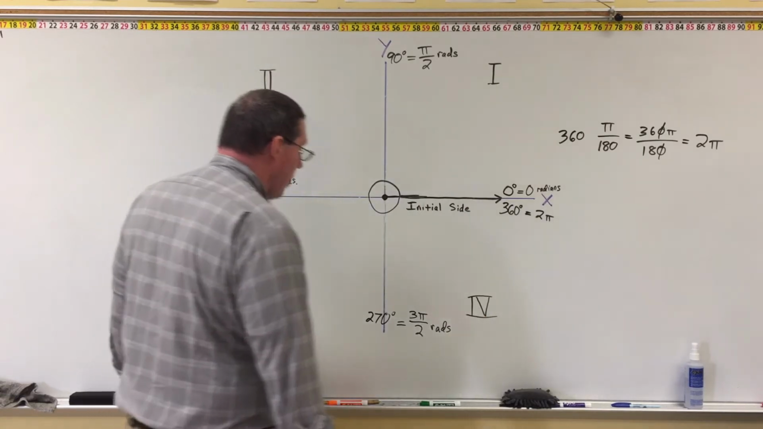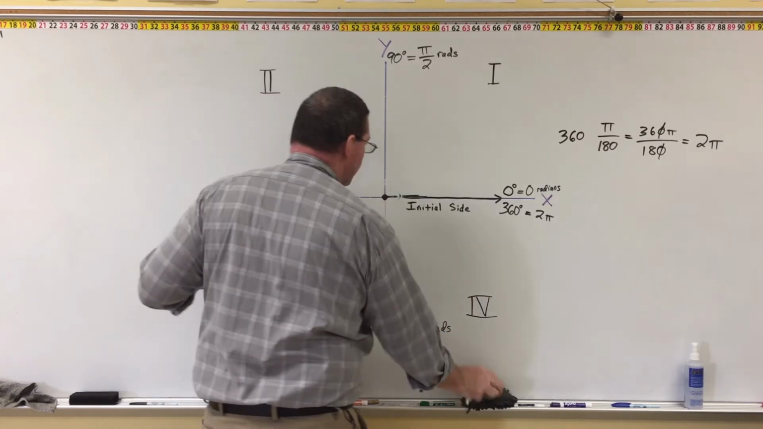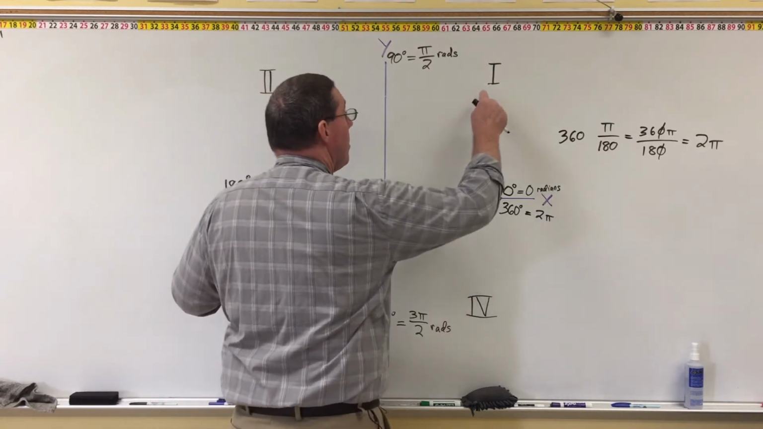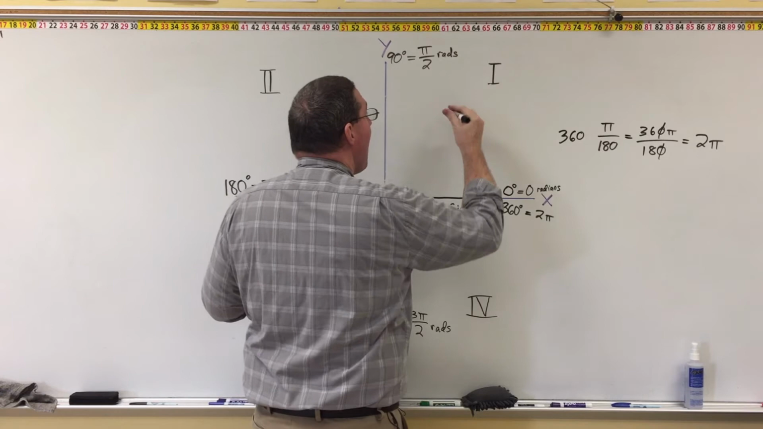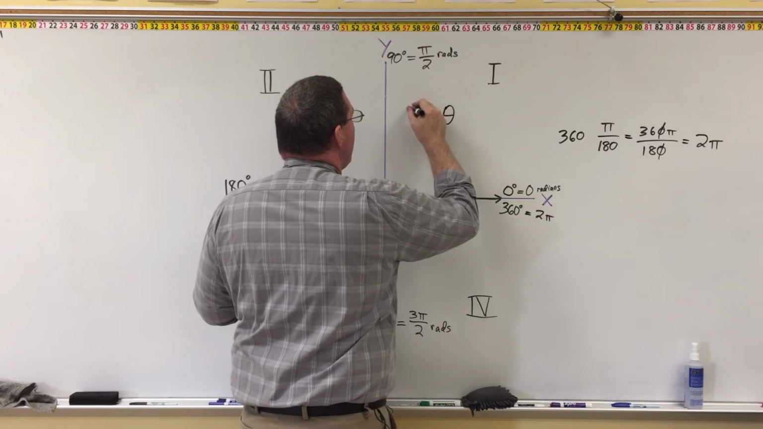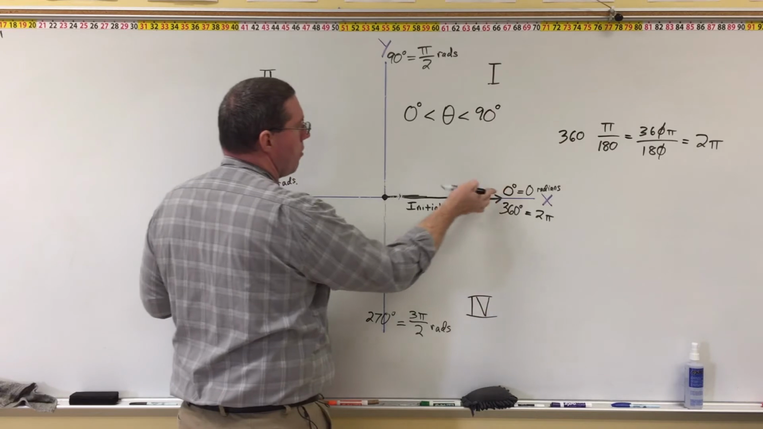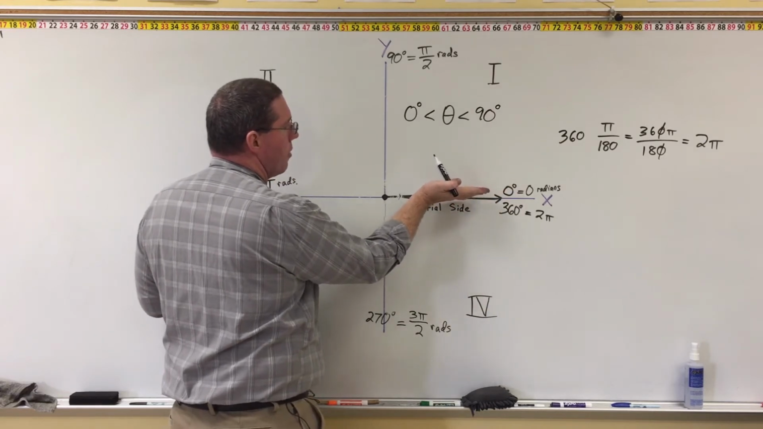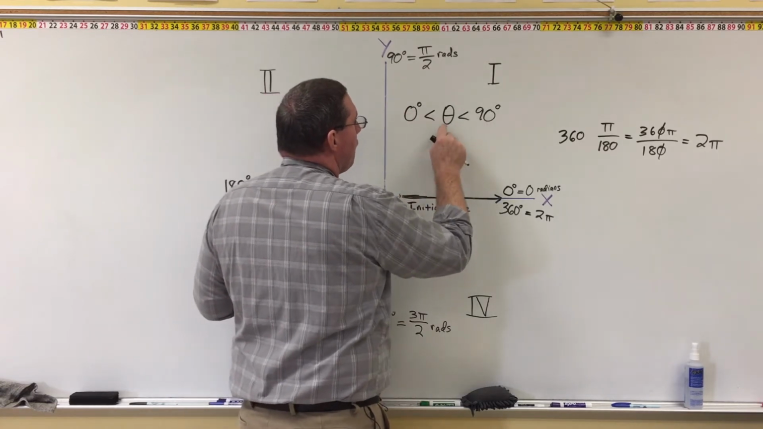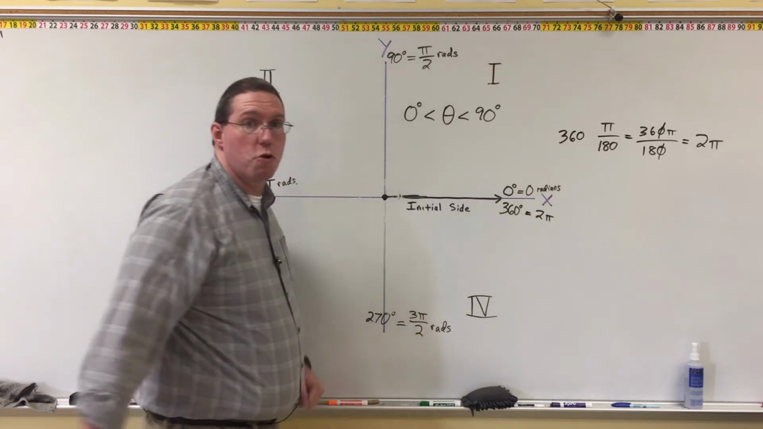All right. So now that we have the measures for each of the axes, here's what we can basically understand: quadrant 1 is any angle theta that is between 0 degrees and 90 degrees. So if the terminal side starts at 0 degrees and goes anywhere up to 90 degrees, but not at 90 degrees, if the angle is between 0 and 90 degrees, then the terminal side is in the first quadrant.